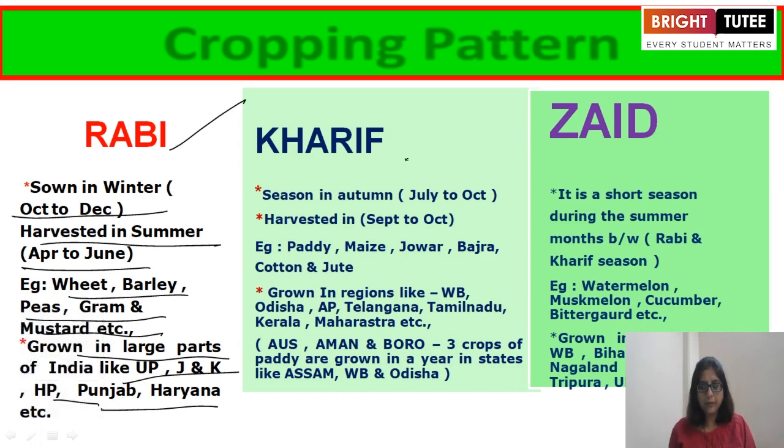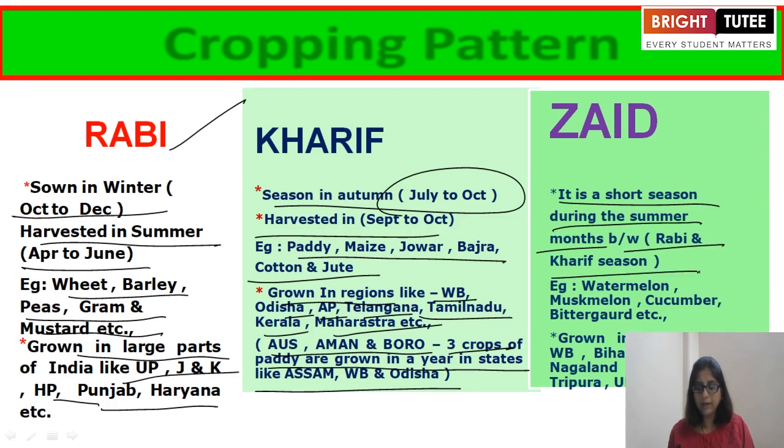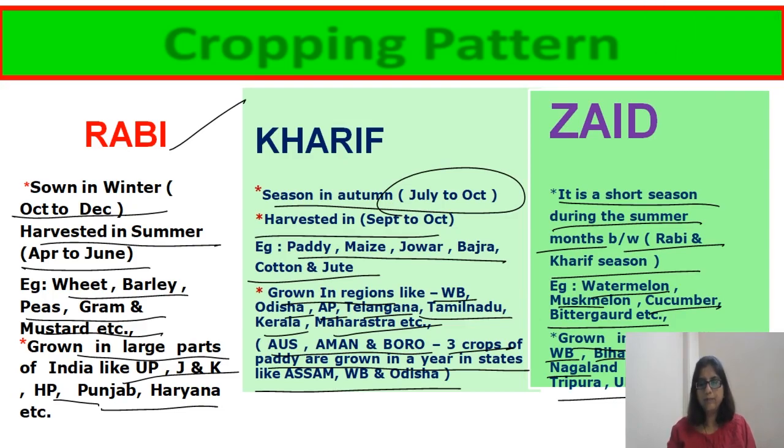Now the Kharif. The season is autumn, July to October, harvested in September to October. Paddy, jowar, bajra, cotton and jute are grown in regions like West Bengal, Odisha, Andhra Pradesh, Telangana, Tamil Nadu, Kerala, Maharashtra. Aus, Aman and Boro, three crops of paddy, are grown in a year in states like Assam, West Bengal and Odisha. Now Zaid is a short season during the summer months between Rabi and Kharif season. Watermelon, muskmelon, cucumber and bitter gourd are grown in states like West Bengal, Bihar, Assam, Andhra Pradesh, Nagaland, Meghalaya, Tripura, etc.